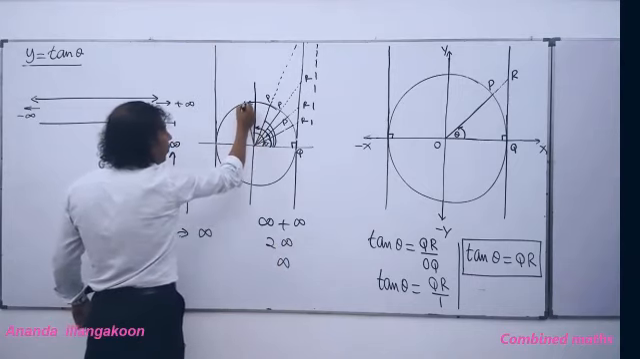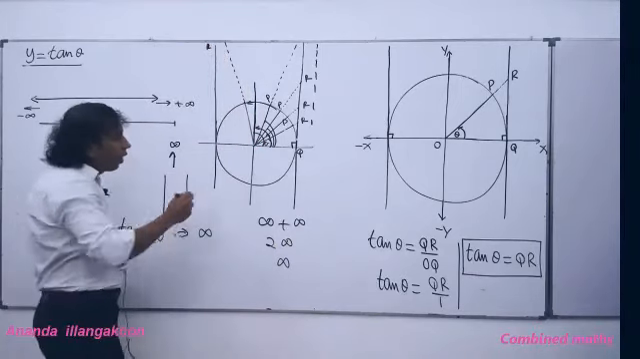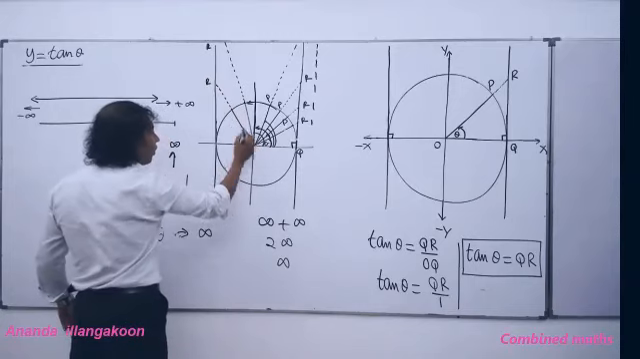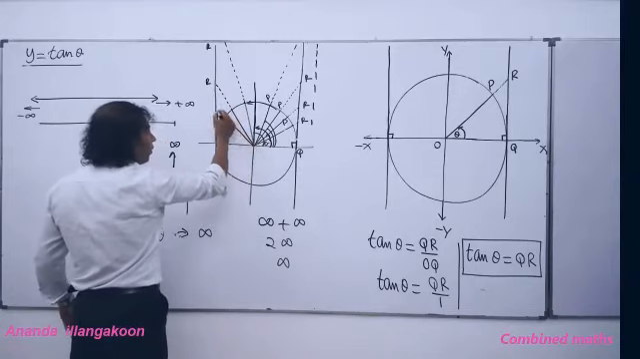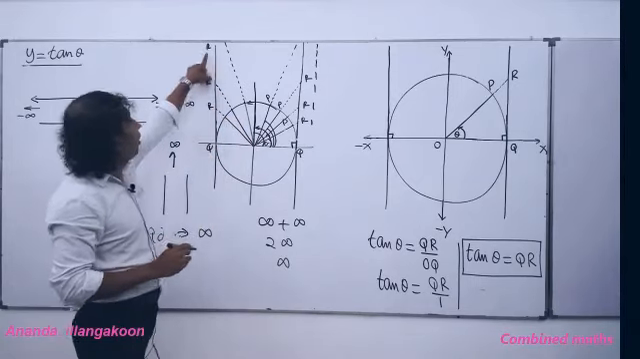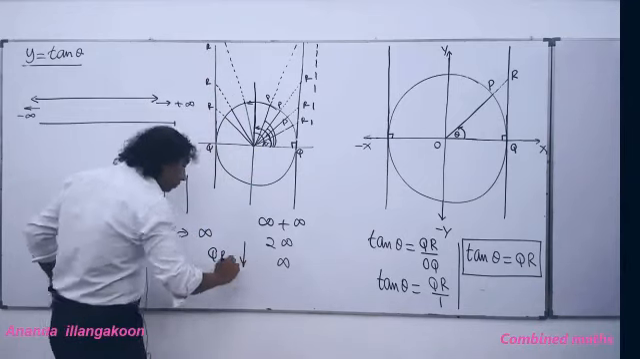Suppose this is the point P. Now when we produce this ray, somewhere here we have R. Now OP is here. Somewhere here we have R. This is Q. Now what can we say about this QR? This QR decreases.